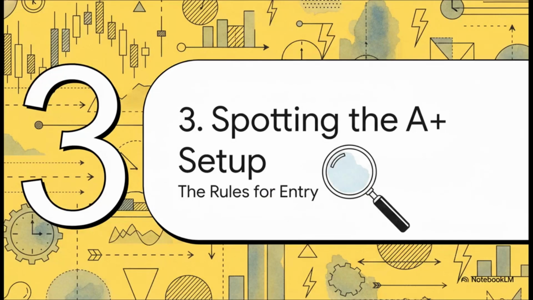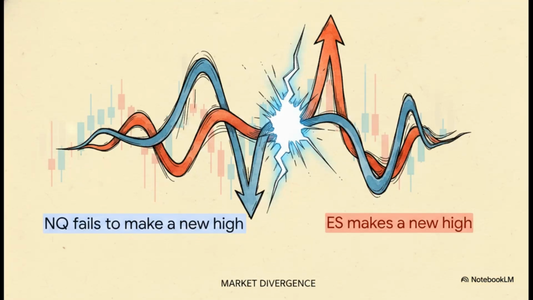All right, part 3, spotting the A-plus setup. These are the rules for entry. So the conditions are perfect. The time frames are all in agreement. So now what? How do we actually get into the trade? Well, we need very specific rock-solid signals. No guesswork allowed. Your first major confirmation signal is something called divergence.